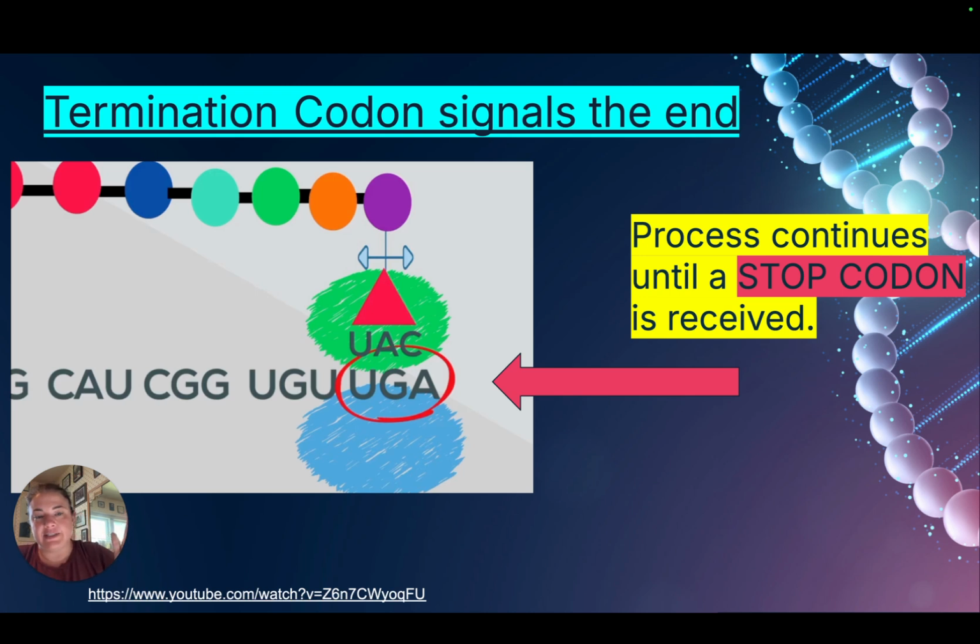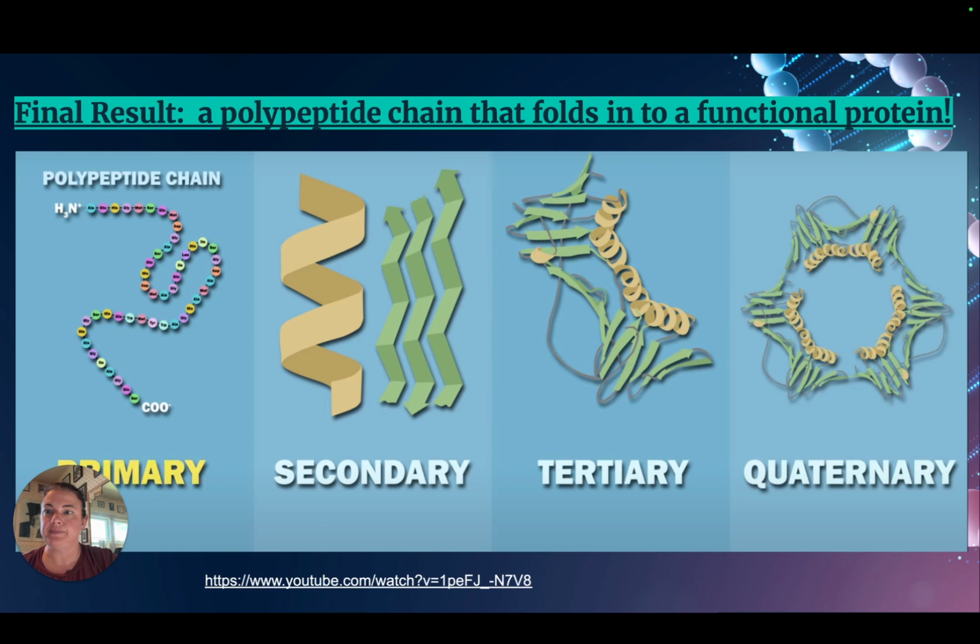So the end of this sequence is really not the end of this sequence, but this process will continue until a stop codon is received. On the screen in front of you, circled in red, that's going to be the sequence UGA. Now that's going to stop the mRNA sequence. It's going to stop the anticodon, the codon. It's going to stop the amino acid bonding. It's sort of the stop sign for this whole process, which leaves you with your final result. We finally have a polypeptide chain that's going to fold into a functional protein.